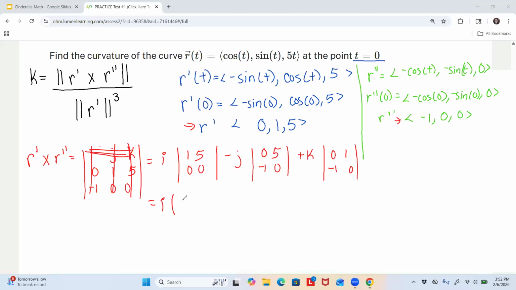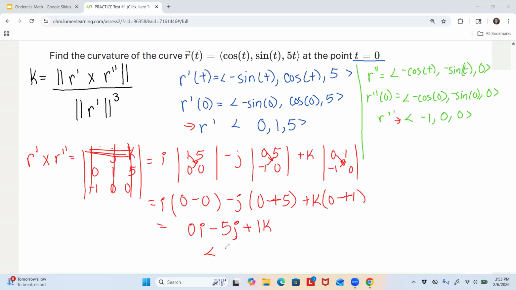So that's going to be I times, go crossways, that'd be 0 minus 0, minus j, 0 minus negative 5, that'll turn to plus, and k, 0 minus negative 1, that'll turn to plus. So we have 0i minus 5j plus 1k, and I like to write it this way: 0, negative 5, 1. There is our cross product. Let me make sure that matches what I have. Yes. Okay, I got to erase some stuff, so pause me if needed.